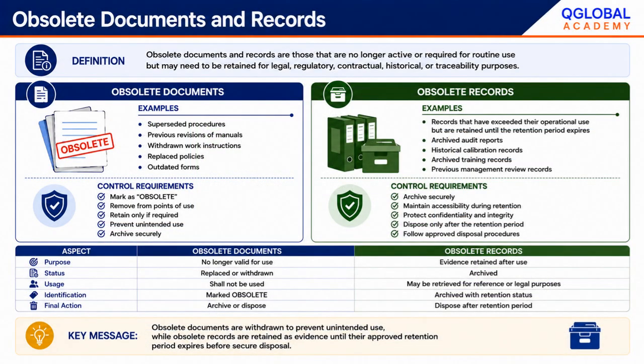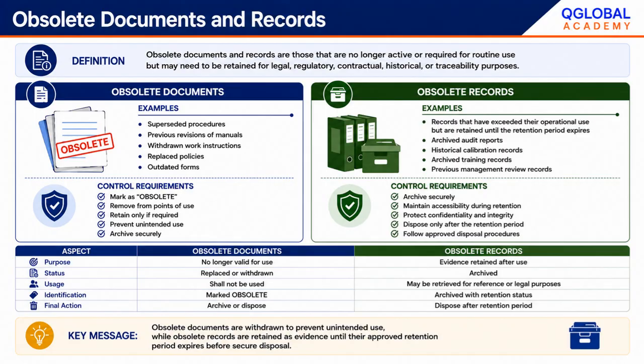Obsolete documents and records are those that are no longer active or required for routine use. However, they may still need to be retained for legal, regulatory, contractual, historical, or traceability purposes. This distinction is important because not all outdated information is immediately discarded. Some must be retained under controlled conditions.